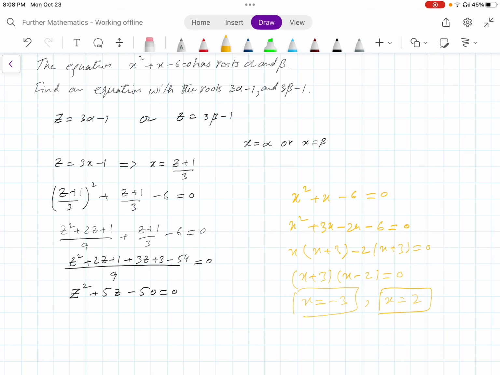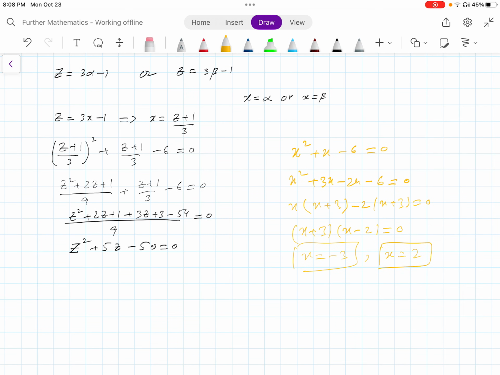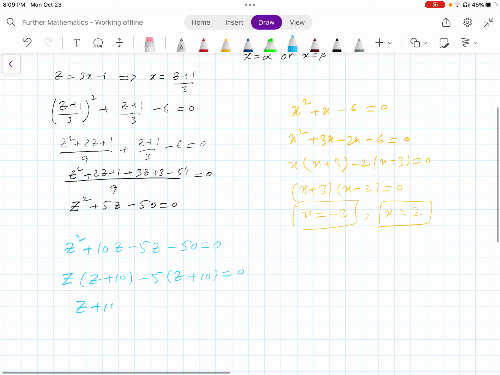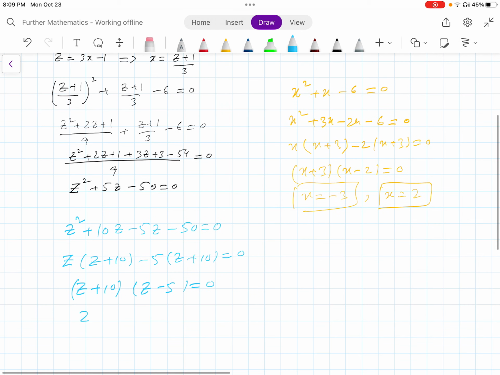Now we factorize our new equation. If we factorize it, z squared plus 10z minus 5z minus 50 equals 0. If we take z common, it is z plus 10, and minus 5 is common, so z plus 10 and z minus 5 equals 0. So the roots of the new equation are z equals minus 10 or z equals 5.